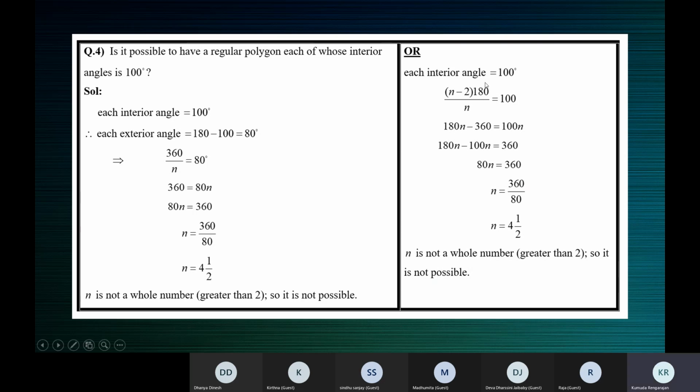180 into n is 180 n. 180 into 2 is 360. On cross multiplying, you get 100 n.